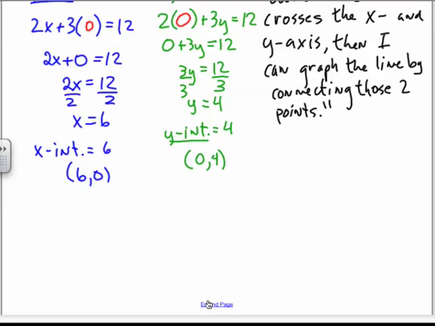So let's look at a graph of this. Here's my x-axis and my y-axis. It says that the x-intercept is 6. 1, 2, 3, 4, 5, 6. And then the y-intercept is 4. 1, 2, 3, 4. I'm just going to plot my points here at 4 and here at 6. And there's our line.